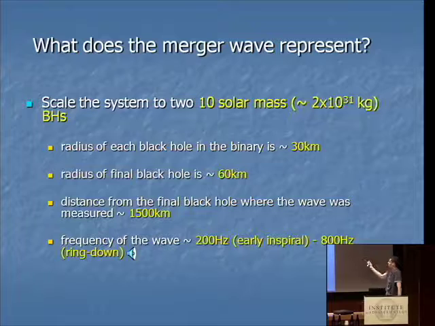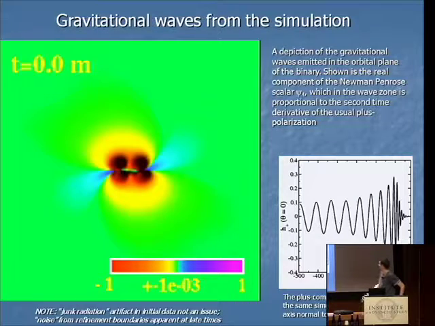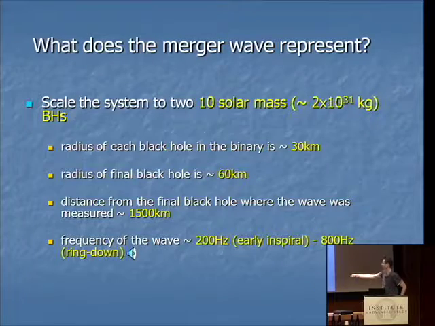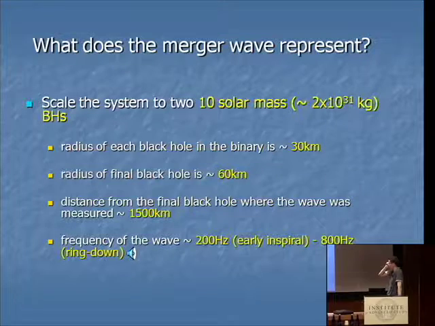The radius of each black hole then is about 30 kilometers. The radius of the final black hole is about 1,600 kilometers. And the place where I measured this wave on the axis, this is a distortion in the metric that's of order 10, 20%, so it's quite a large distortion. But that was at a distance of about 1,500 kilometers from the black hole.